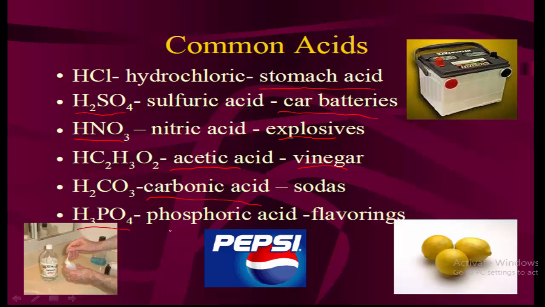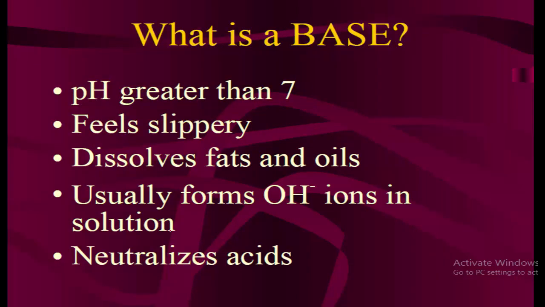So these are certain common acids that we can observe in our daily life. Then another term is base. So what does this base mean? A base is a substance which has a pH greater than 7. For acid, the pH is lesser than 7, and for base, the pH is greater than 7.